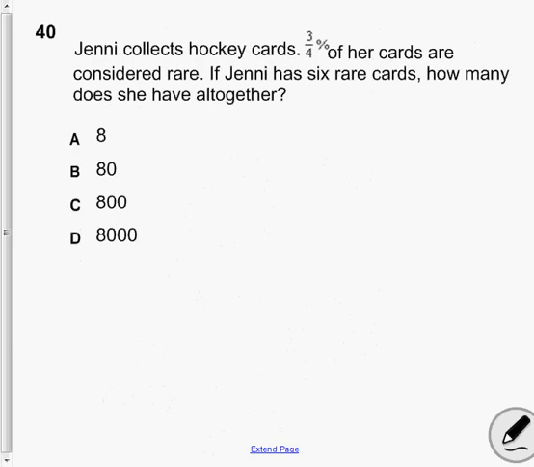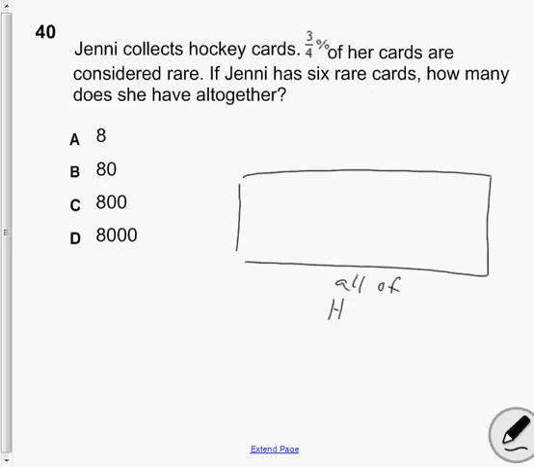And the last question: Jenny collects hockey cards and 0.75%, so less than 1% of her cards, are considered rare. If Jenny has 6 rare cards, so these are all of Jenny's cards, and 0.75% are rare, and that is 6. Okay?